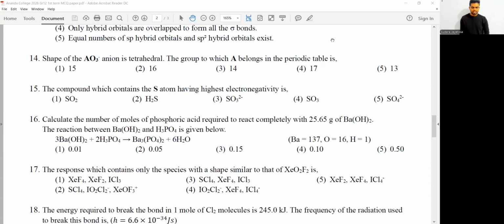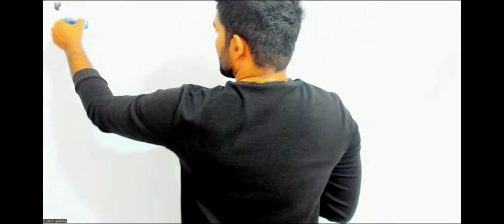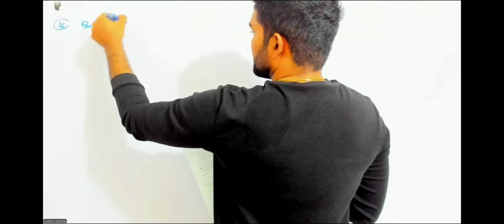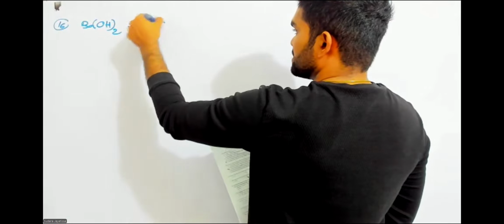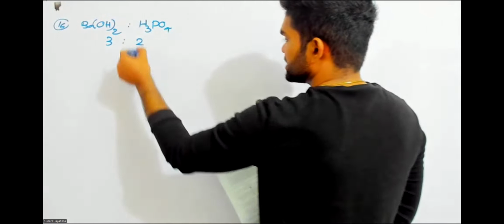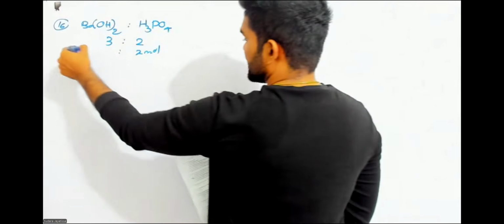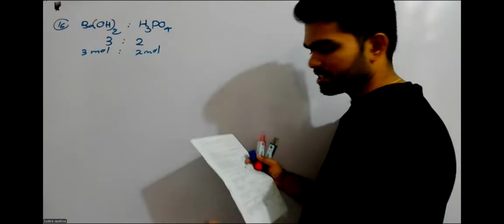Okay, 16th one. It's asking you to calculate the number of moles of phosphoric acid required to react completely with 25.65 grams of barium hydroxide. The reaction is given balanced, which you know how to do. So they react in 3:2 molar ratio. Barium hydroxide and H3PO4 phosphoric acid react in 3:2 ratio. That means 2 moles of this one should react with 3 moles of this. That's the use of the ratio here.